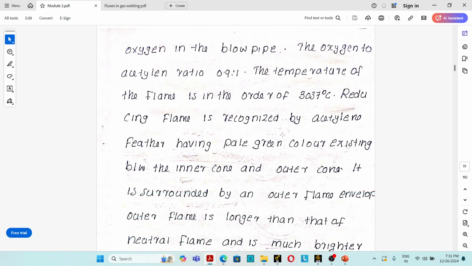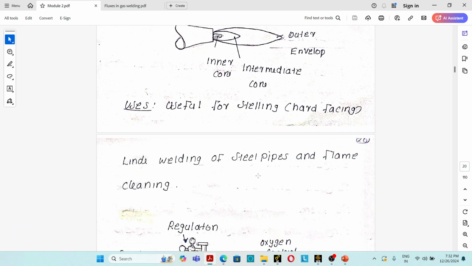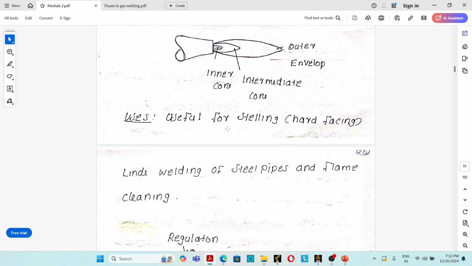See, reducing flame is recognized by an acetylene feather. You can see the figure. This is an acetylene feather, having pearl green color, existing between inner cone and outer cone. See, in the case of carburizing flame or reducing flame, there is an intermediate cone, that is an acetylene feather, which is pearl blue in color, existing between the inner cone and outer cone. See, carburizing flames are commonly used for stellite, hard facing, welding of steel pipe and flame cleaning. For this purpose, commonly reducing flame or carburizing flame is used.